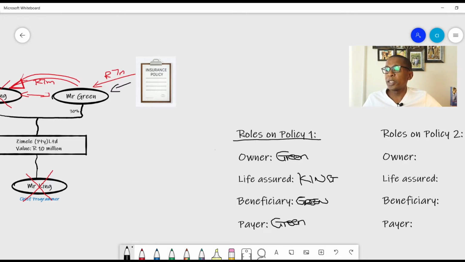So that's the basic structure of the first policy that Mr. Green would need. Now, I know we're discussing the death of Mr. King at this point, but the converse could very well be true. In the event that Mr. Green dies, Mr. King might not have the liquid cash or the funds to purchase his shareholding, the 3 million rands that Mr. Green has. So because we don't know who will die first, they might enter into an agreement where whoever dies first, the other one just purchases the other one's shareholding.